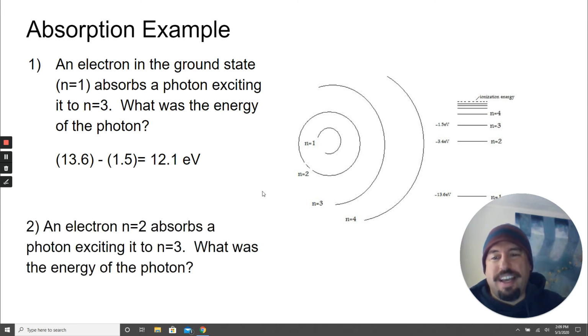An electron at N2 absorbs a photon, making it go to N3. So if it goes from here to here, what is the energy of that photon? We just subtract those two numbers, and once again, I just make them positive just for simplification. 3.4 minus 1.5 is 1.9.